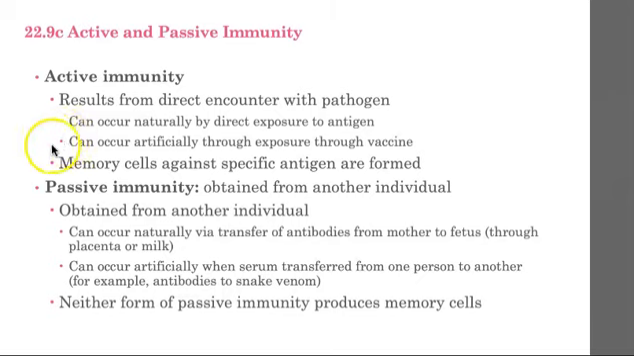The other one is artificially acquired, and that's through exposure to a vaccine, so that we can create memory cells that are specific to an antigen and build that immunologic memory. Passive immunity is obtained from a different individual.